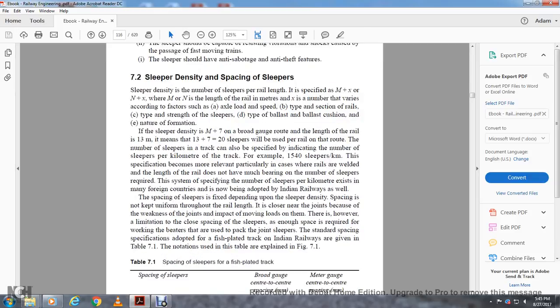The spacing of the sleepers is fixed depending upon the sleeper density. Spacing is not kept uniform throughout the rail length, with the sleepers closer near the joints to cover the weakness of the joints and the impact of the moving loads on them. There is, however, a limit to the closing of the spacing of the sleepers, since enough space is required for the working of the beaters to pack the joint sleepers. The standard spacing of the sleepers adopted for fish-plated track on the Indian Railways is given in Table 7.1.